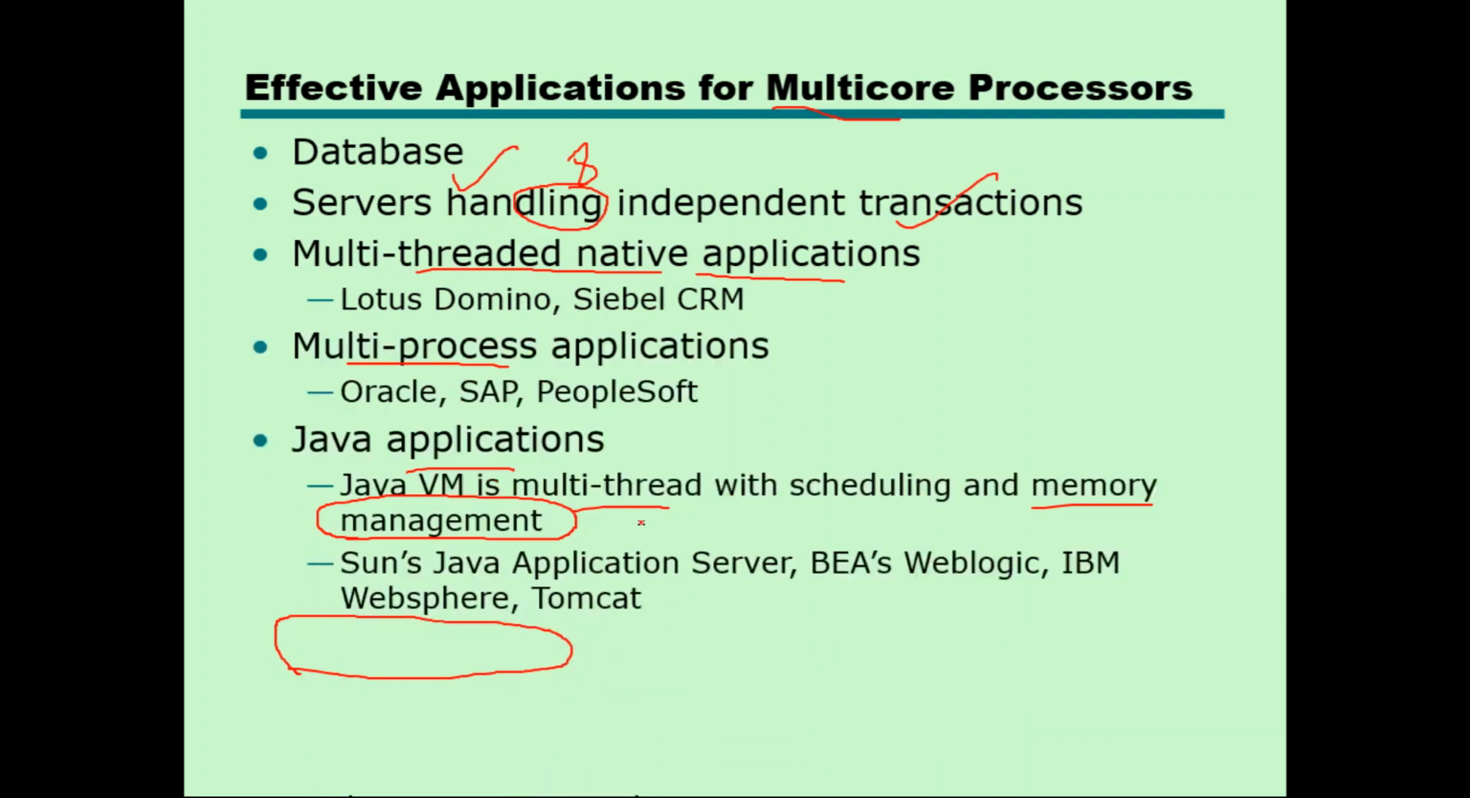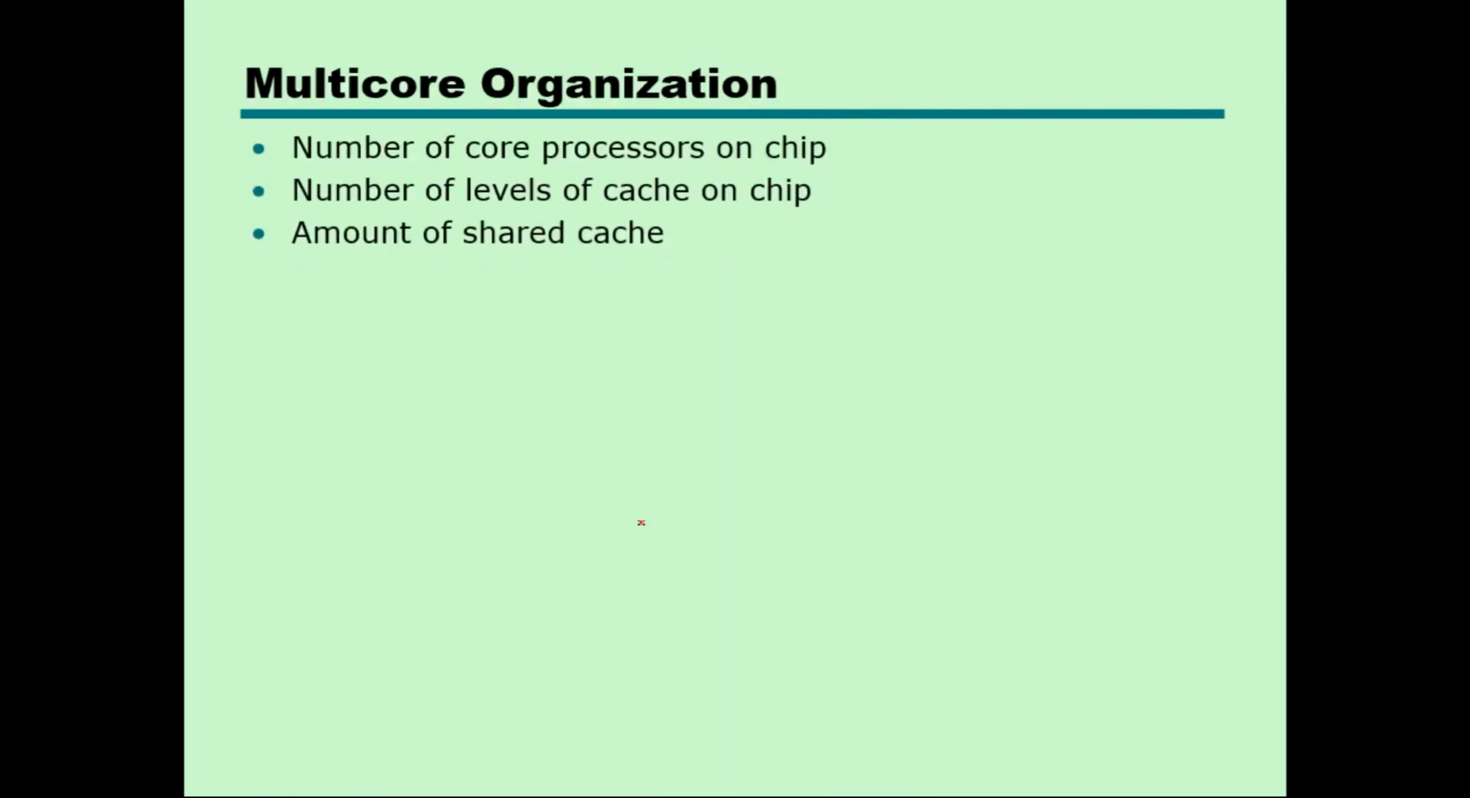Next, multi-core computers or multi-core processors. Next, we will be discussing multi-core organization. The way in which multi-core processors are organized can be categorized into 3 categories. These are based on the number of processors on a chip, the number of levels of cache on the chip, that is, how many levels of cache there are, and the amount of shared cache.